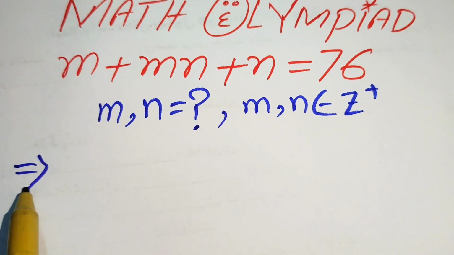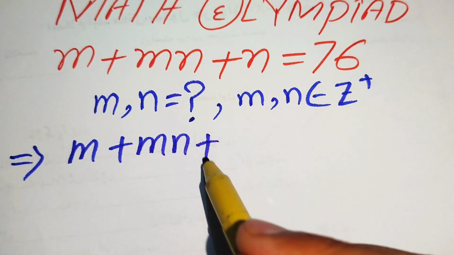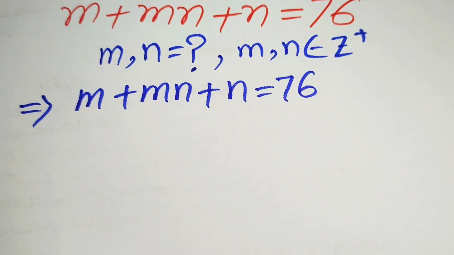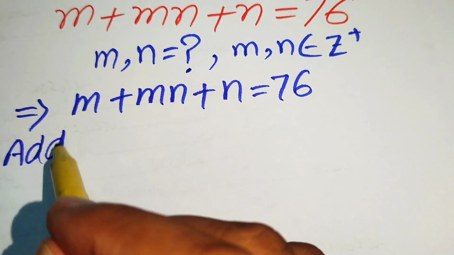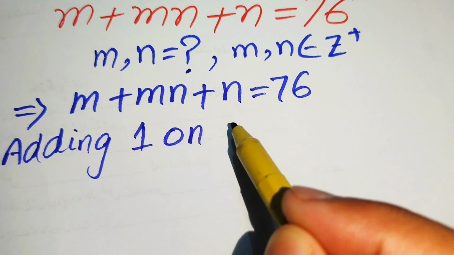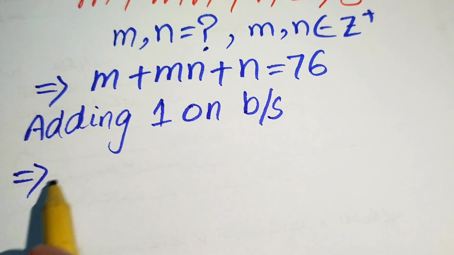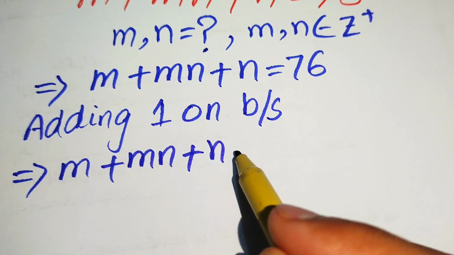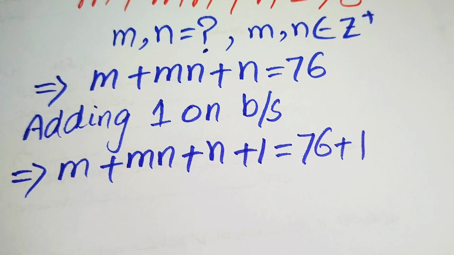Here first we copy down our given question statement. It is m plus m times n plus n equals 76. Now in the next step, first we add 1 on both of the sides. Adding plus 1 on both sides, we write it as m plus m times n plus n plus 1 equals 76 plus 1.